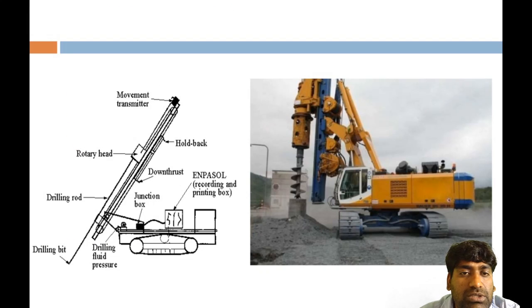So this is how you can see it in the figure, a field example of rotary drilling. Here is the drilling bit, drilling fluid pressure, junction box, drilling rod, rotary head, down thrust, and recording and printing of the hole, and all those things.